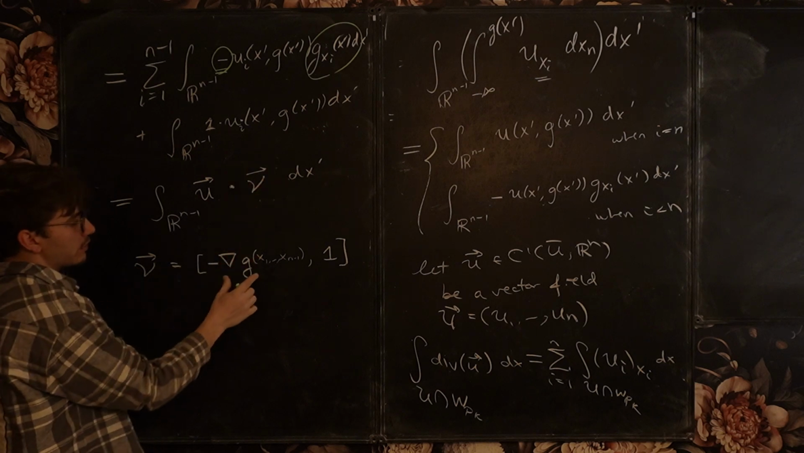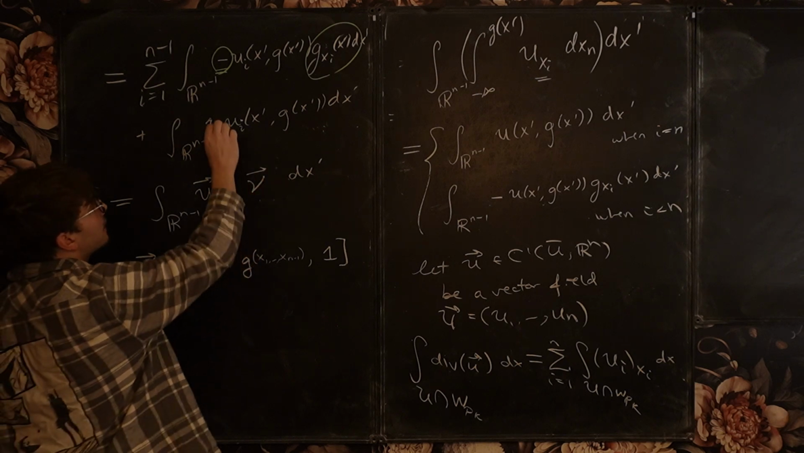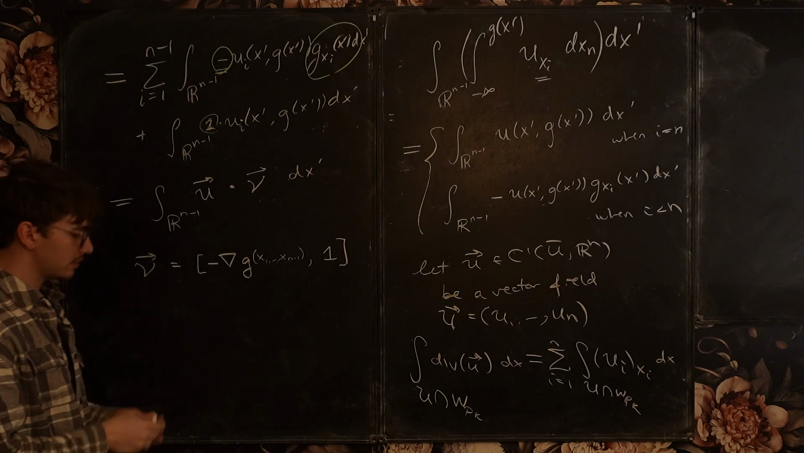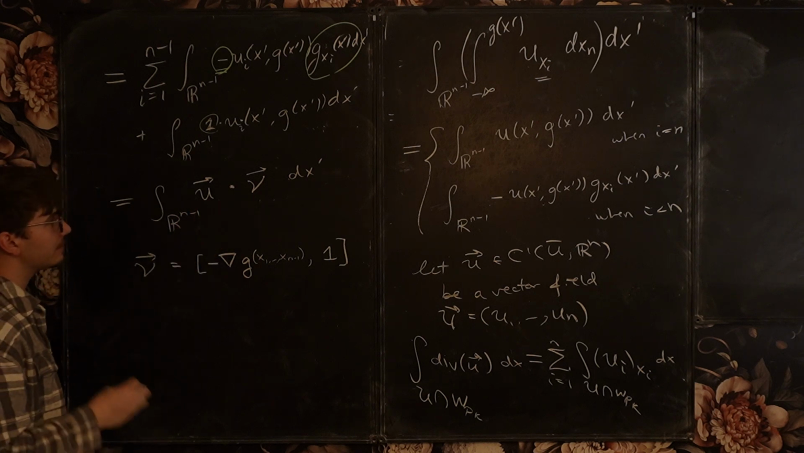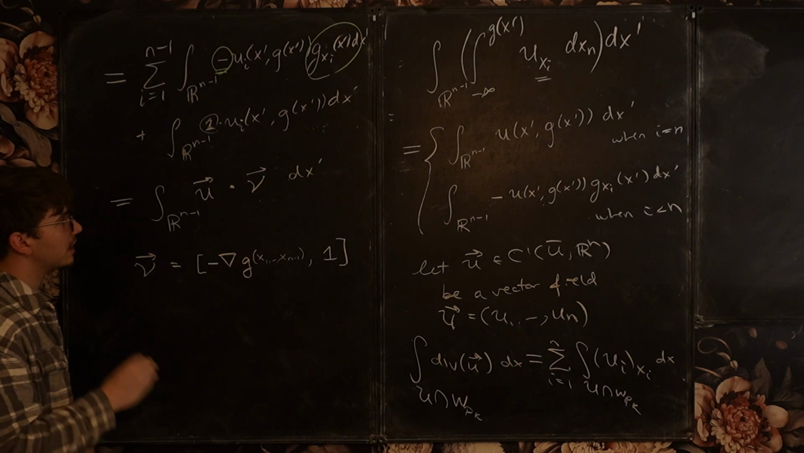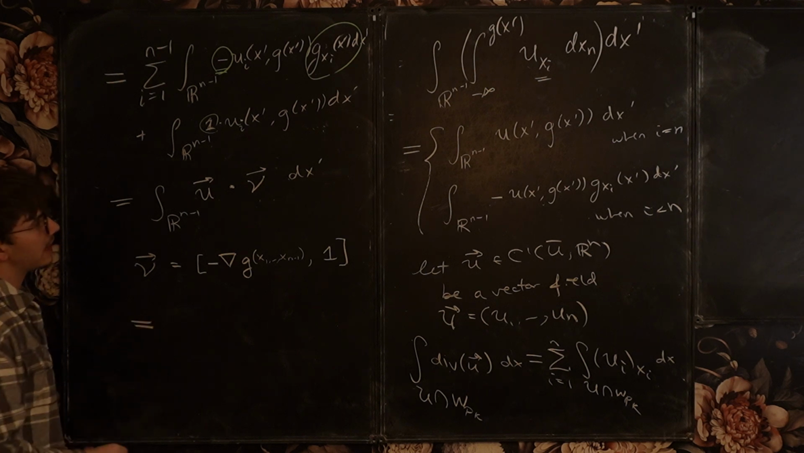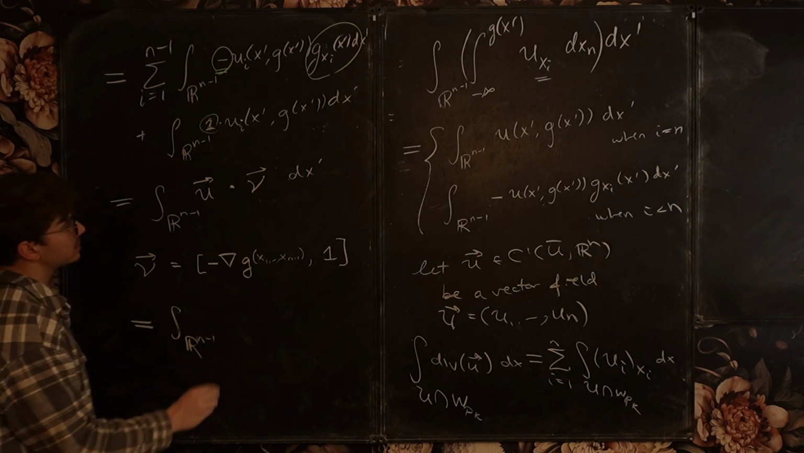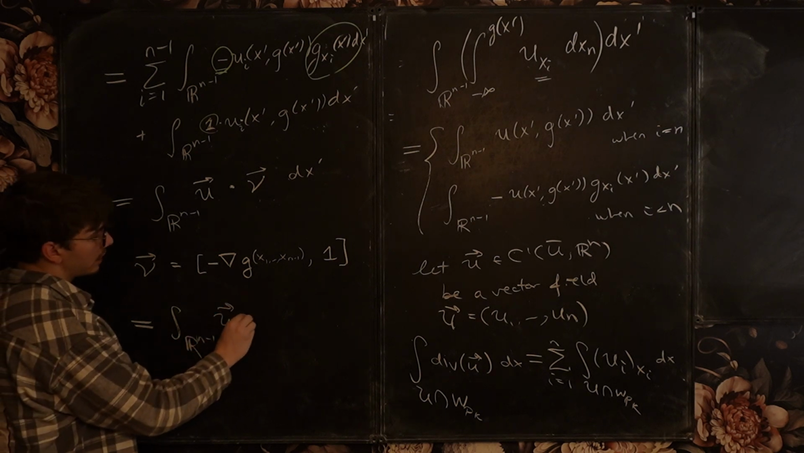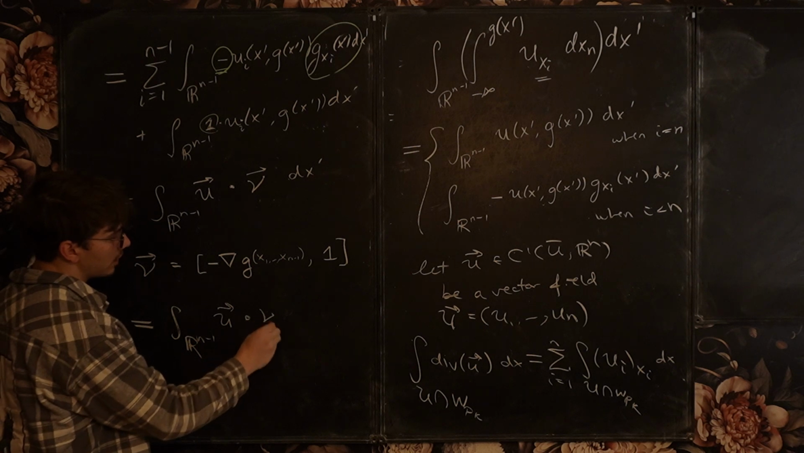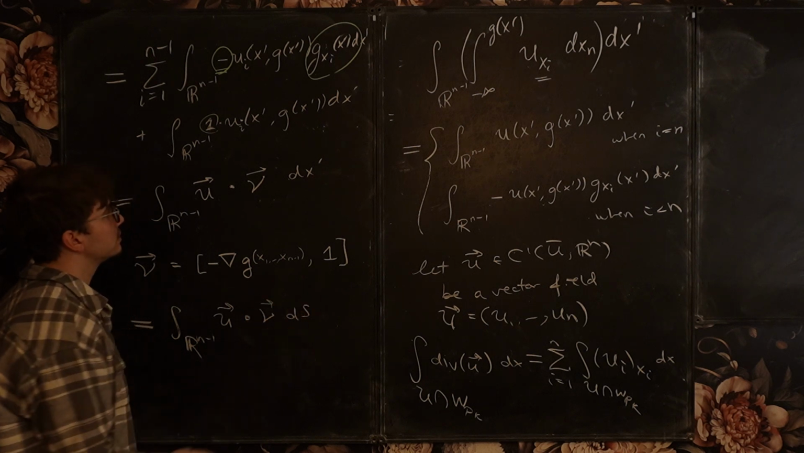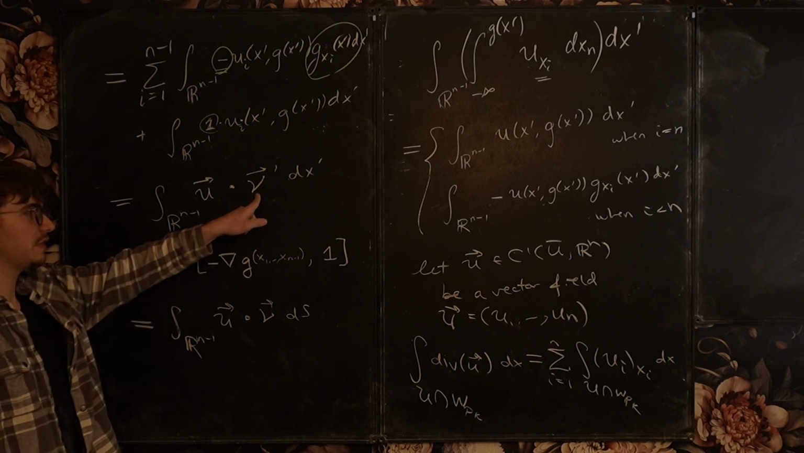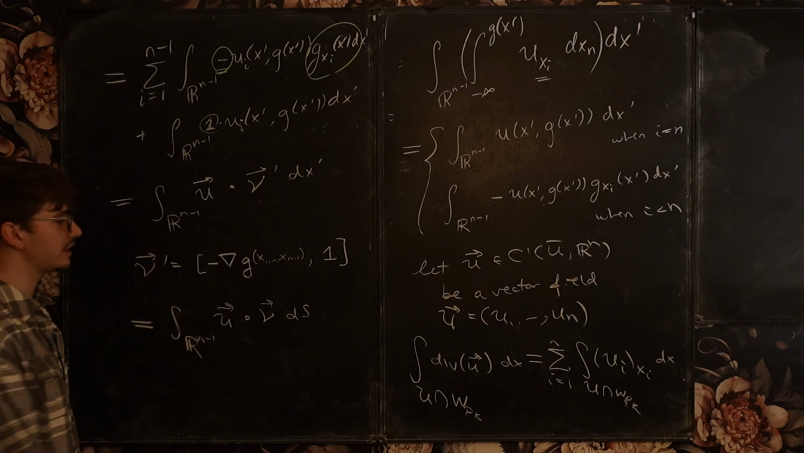So this is component-wise negative grad g, and then the final component is just a 1. All right, so now I claim that this is actually just the result that we wanted. This is actually just u dotted with v ds. So let's just say this is v prime for a second, because this is actually not the unit normal, but it's close. It's in the right direction.